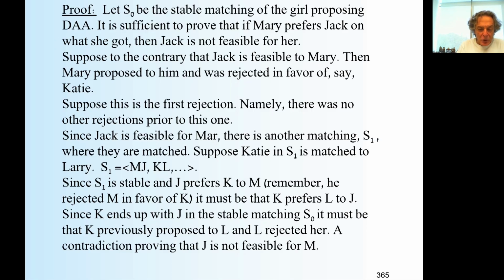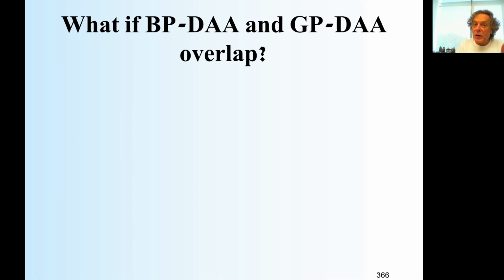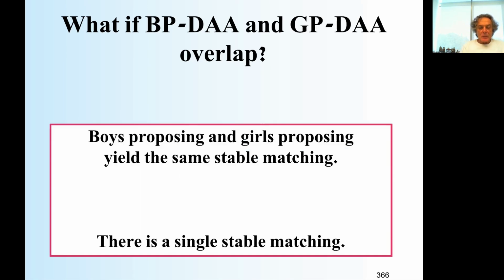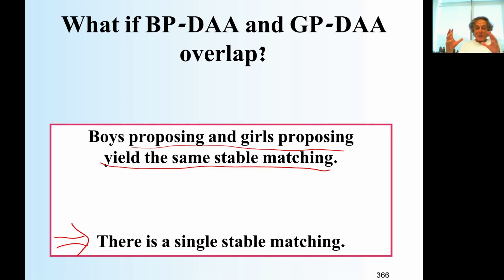And there is a proof. I don't want to get into the proof now. I'm going to give you an example in a second. Now, what if the boy proposing deferred acceptance algorithm and the girl proposing deferred acceptance algorithm overlap? What happens if the two of them are the same? That means boys proposing and girls proposing yield the same stable matching. The conclusion is that there must be a single stable matching, if the two are the extremes, because everything is in between.